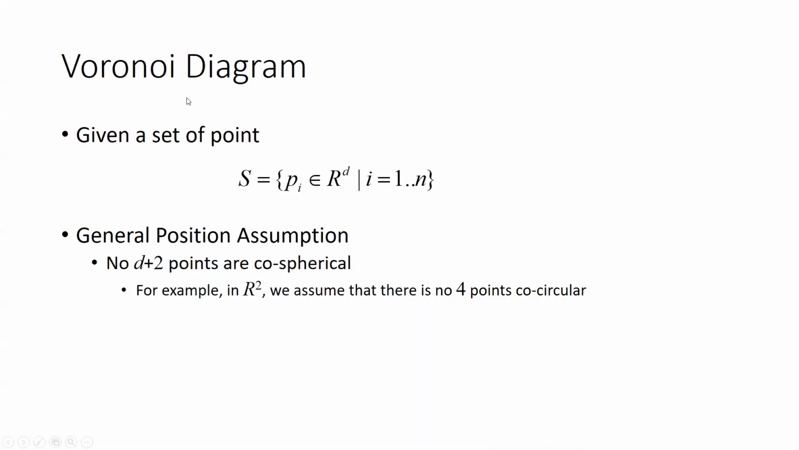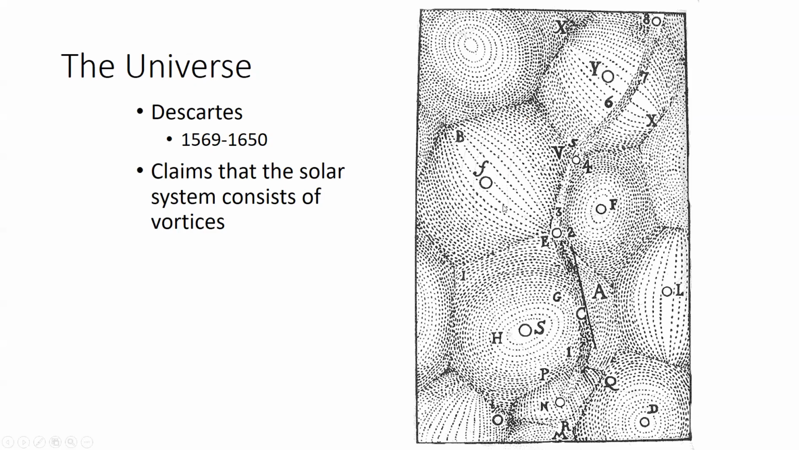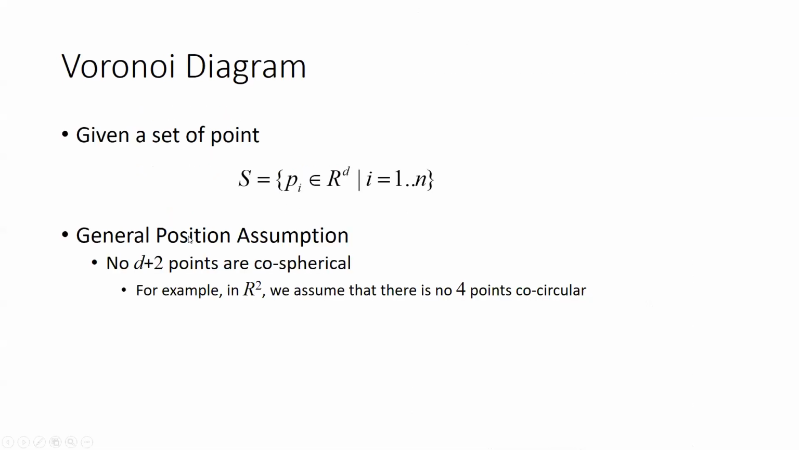For a Voronoi diagram, you have a finite set of points, which are called sites, as in all these points here. For example, this point, this point, this point, this point, this point. These are the points I'm talking about. And we assume a general position assumption that no 2 plus d points are co-spherical. Just keep this in mind. For example, in R2, we don't have 4 points co-circular, because in R2, every 3 points are co-circular. But let's assume this first.